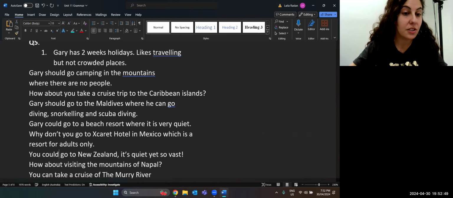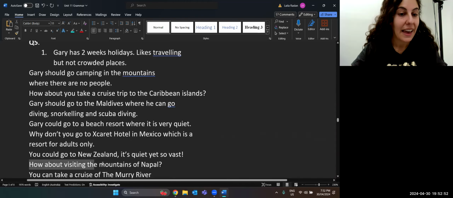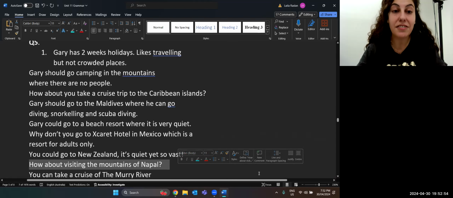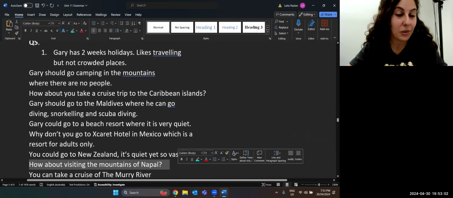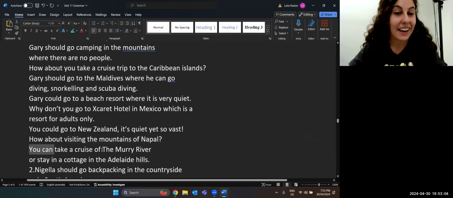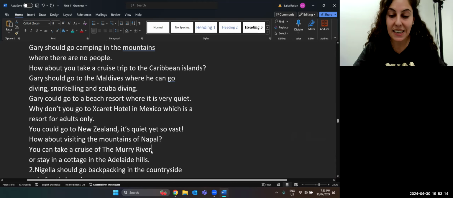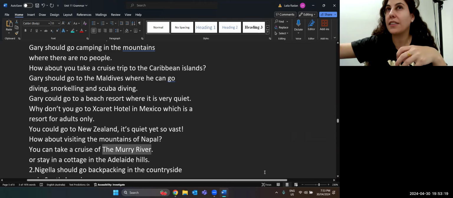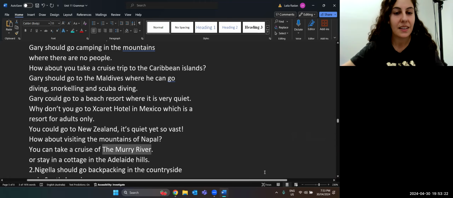Again, we could use "could", you could. How about visiting the mountains of Nepal? He's got 2 weeks, not many people there. That's a good trip if he likes cold. This is in South Australia. You can take a cruise. Remember, a cruise means on the water, on the Murray River. So you can see this river that we have in South Australia, but I think it also goes through Victoria. So that's 2 weeks.